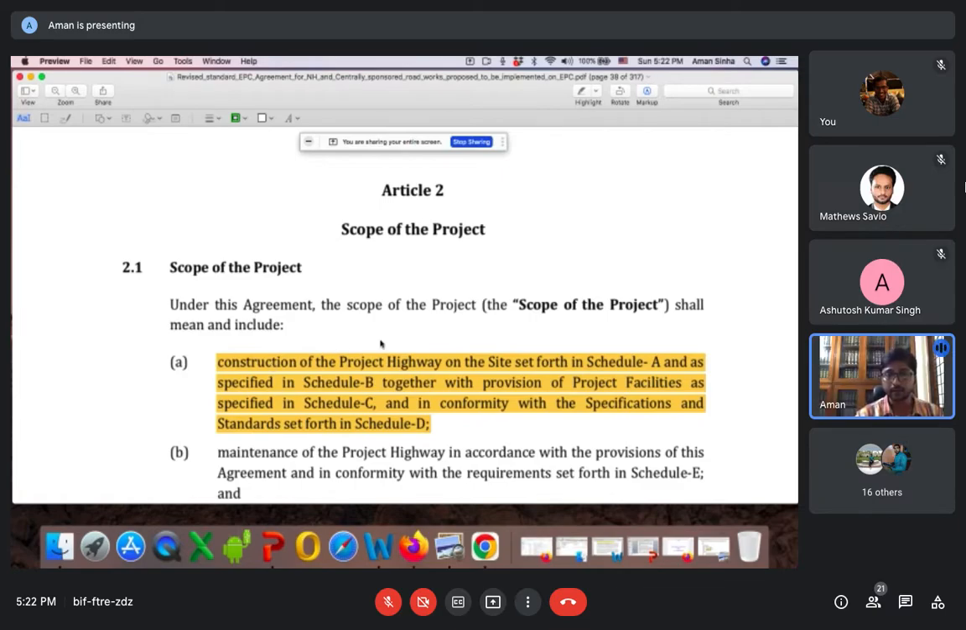So under this agreement, the scope of project means and includes construction of the project highway on the site set forth in Schedule A and as specified in Schedule B, together with provision of project facilities as specified in Schedule C. So just by not going through this provision, you have to side by side look into what is mentioned in all these schedules. These are very important.